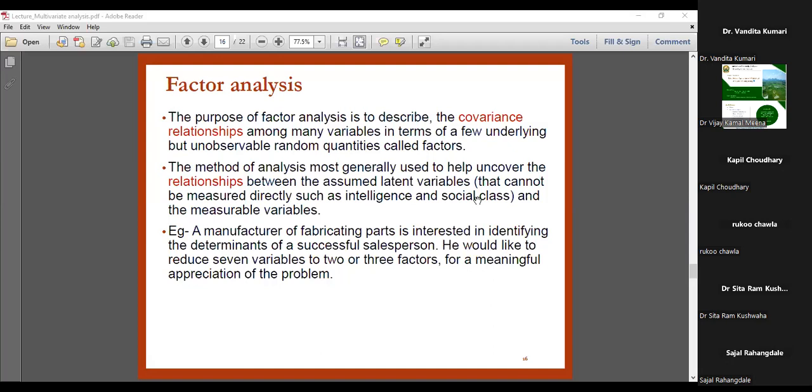So here I have taken an example. A manufacturer of fabricated parts is interested in identifying the most successful salesperson. Here he has 7 variables, which he would like to reduce to 2 or 3 factors, and would like to know how it is being done. So the data is such.